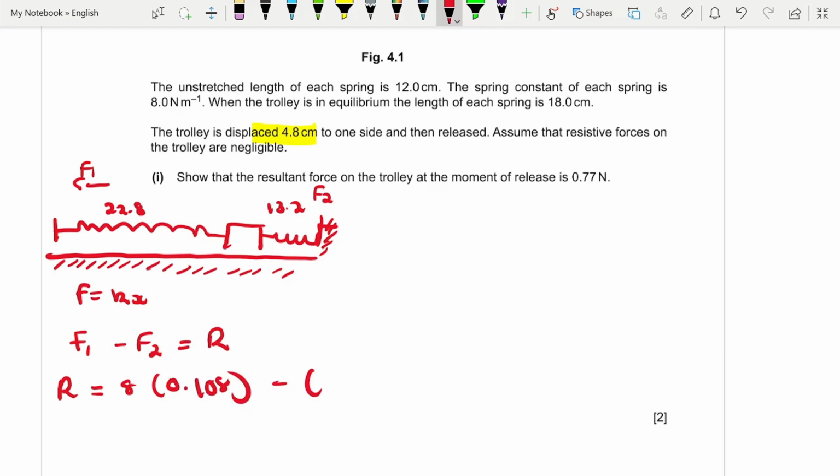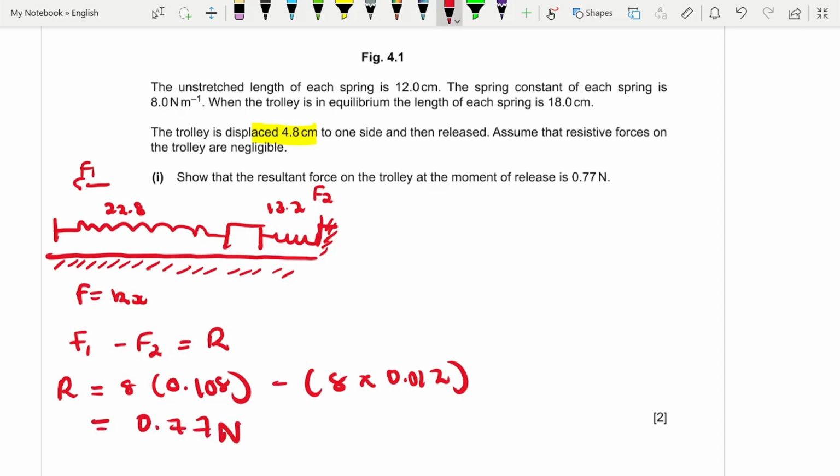0.108. Subtracted by the other force, which is 8 times 13.2 minus 12.2, then you multiply that, and you're going to get 0.012. You find the difference, and you're going to get a resultant force of 0.77.